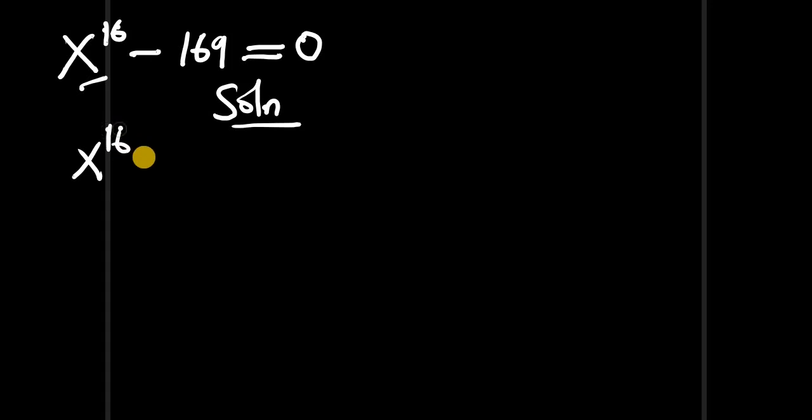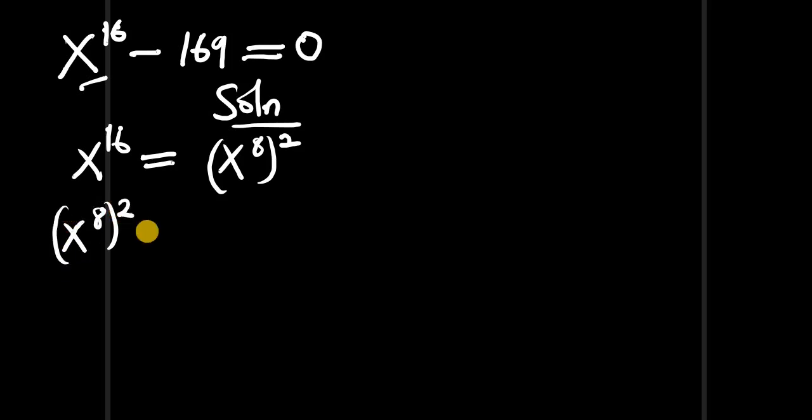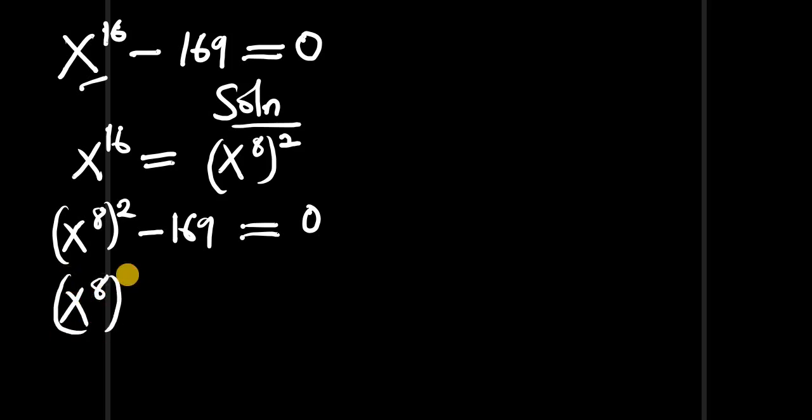x power 16 is simply equal to x power 8 all to the power of 2. So we have x power 8 all to the power of 2 minus 169, and this is equal to 0. So what is 169? 169 is simply 13 squared. So we have x power 8 all to the power of 2 minus 13 squared is equal to 0.